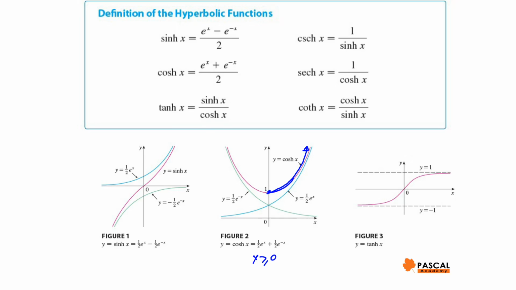Graph of tangent hyperbolic of x, it's always increasing. It's 1 to 1 on R. Therefore, when x is a real number, y equals sinh x and y equals tanh x are invertible, and when x is greater than or equal to 0, cosh x is invertible.